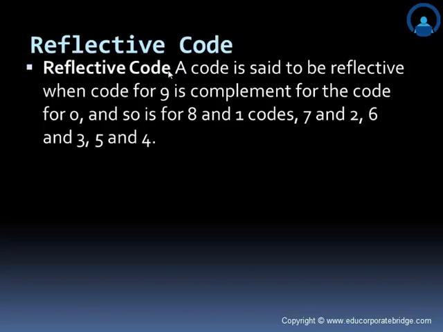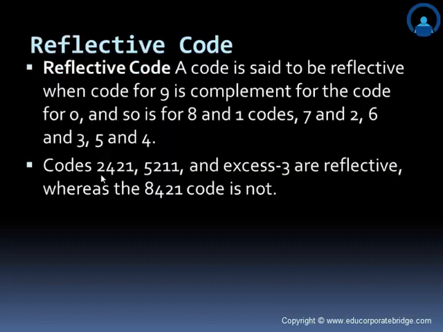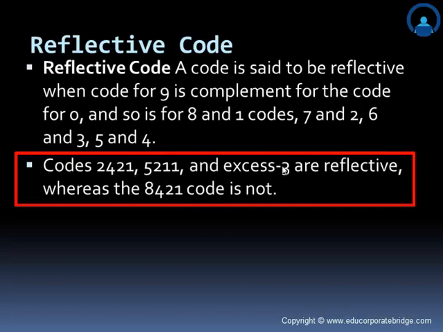So again, the reflective code is clear from the definition, but to have a clear idea, let's take an example of what kind of codes are reflective codes. These questions might be arising in our minds, so to answer step by step, we'll check out the types of reflective codes. Codes 2421, 5211 and XS3 are reflective codes, whereas code 8421 is not a reflective code.